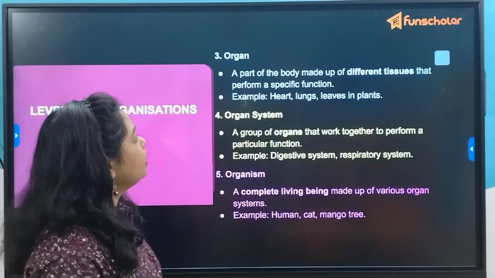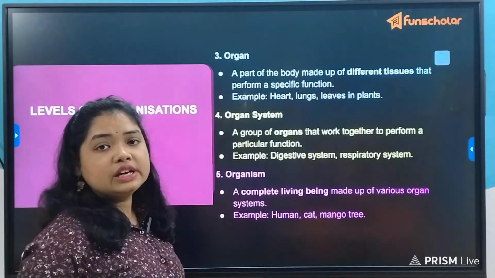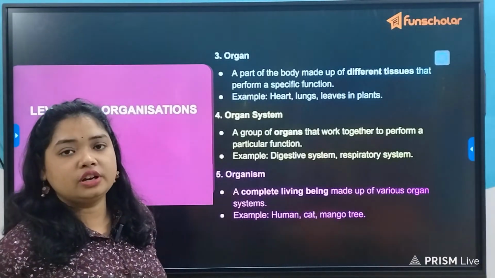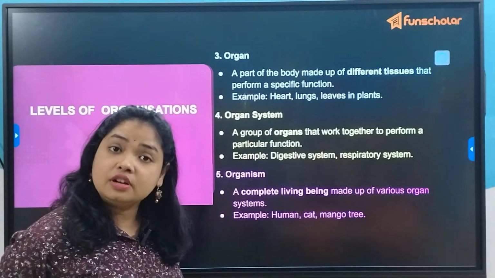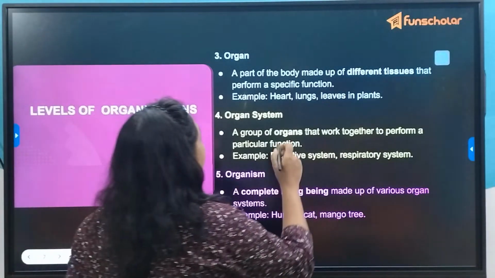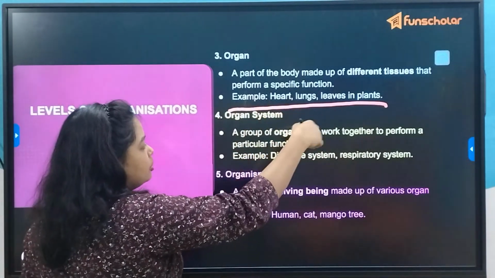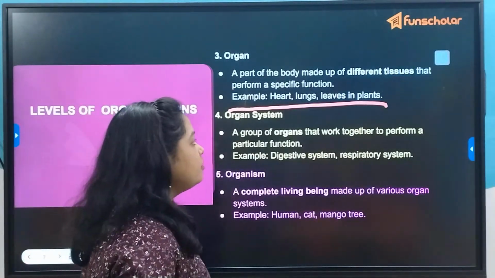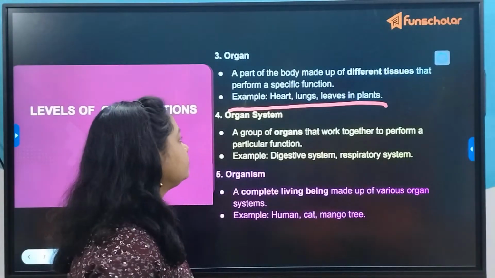Then organ. What is an organ? It is made up of different tissues. For example, all the muscular tissues come together to form either a skeletal muscle or a smooth muscle or a cardiac muscle, right? For example, heart, lungs, leaves in plants, they are the organs. So for animals or human beings, and also for the plants, leaves, stem, roots act as the organs of the plants.